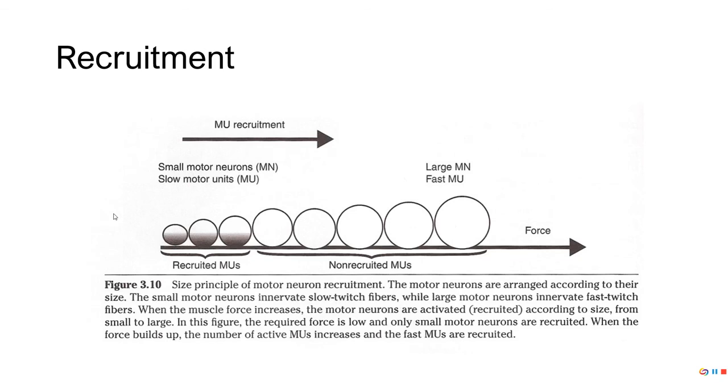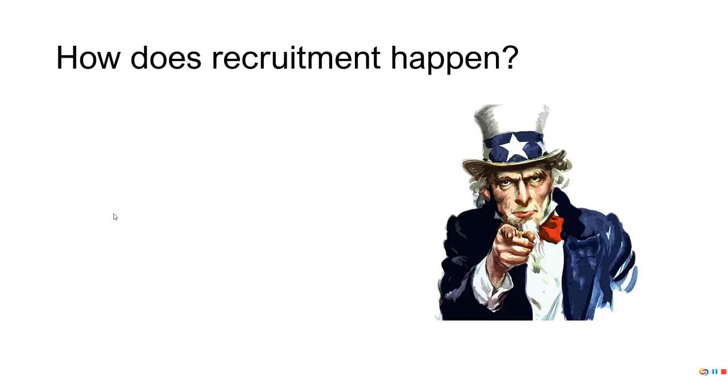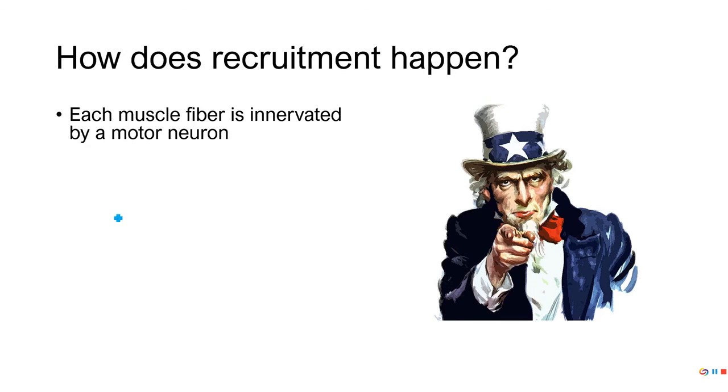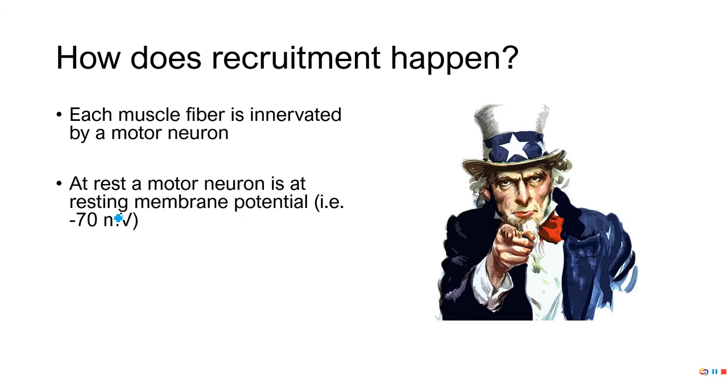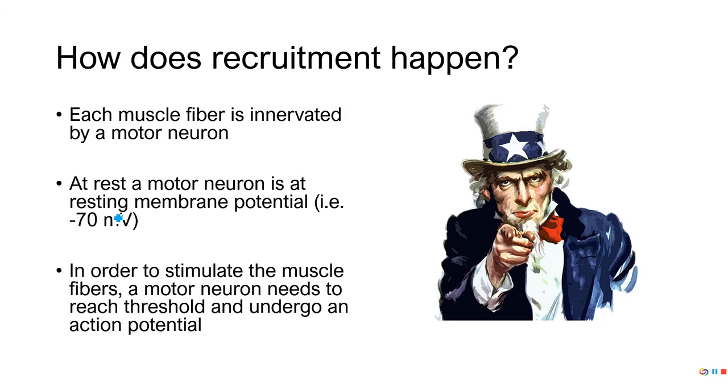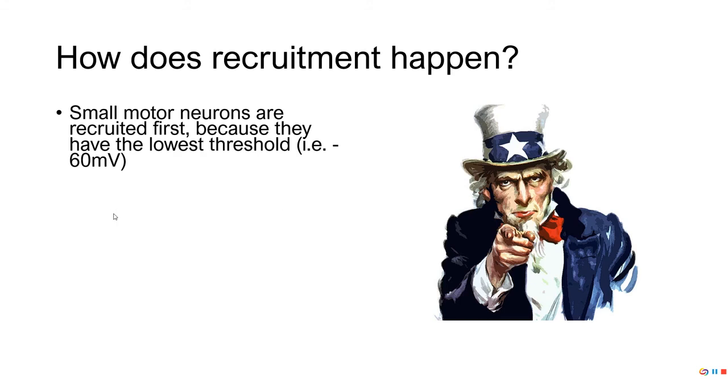Well, how does this happen? Well, remember that each motor neuron or each motor unit innervates several muscle fibers. Okay, or in other words, each muscle fiber is innervated by a motor neuron. Okay, at rest, motor neuron resting potential is about -70. And so in order to have an action potential, we have to reach threshold. Okay, so something changes membrane potential, we get to threshold, action potential occurs. So small motor units are recruited first because they have the lowest threshold.